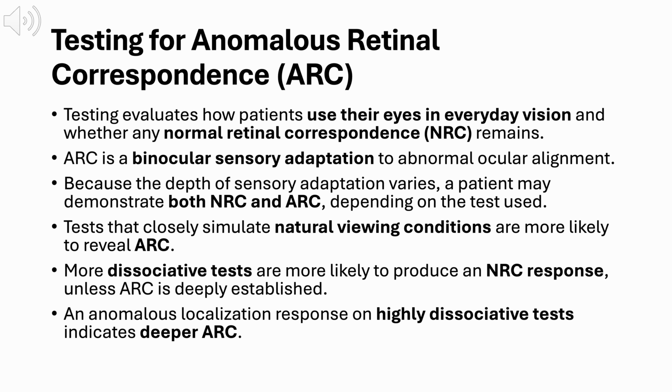Tests that closely mimic natural viewing conditions are more likely to reveal ARC because they allow the patient to use their habitual sensory adaptations. In contrast, highly dissociative tests tend to break binocular cooperation and often produce a normal retinal correspondence response, unless ARC is very deeply ingrained. If a patient still shows anomalous localization even on a highly dissociative test, that suggests the ARC is well established and deeply rooted. The key takeaway is that ARC is not all or none. How it shows up depends on how much you disrupt the patient's natural binocular viewing conditions.